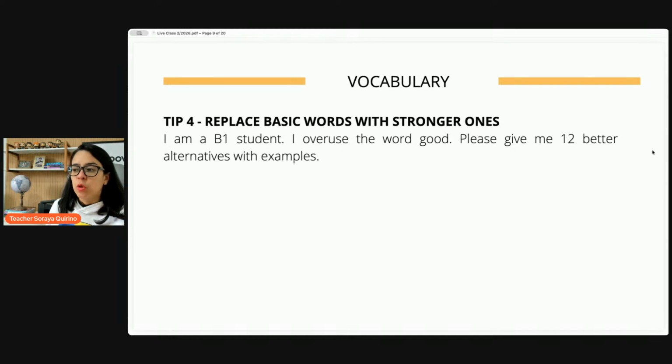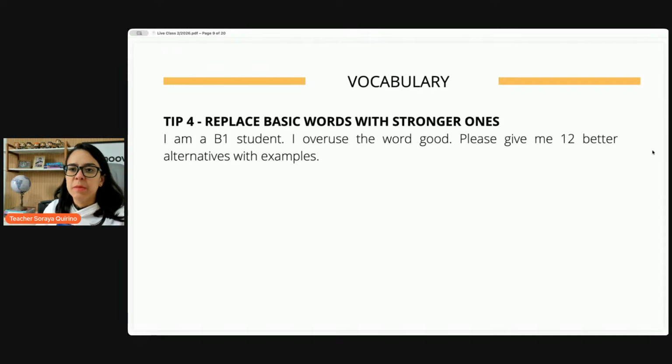For example, did you like the movie? Yes, it was really good. What does that mean? Like the movie is good? Because if it's a horror movie, the movie is good because it is scary. If it is a comedy, the movie is good because it is funny. If it is a rom-com, the movie is good because it's romantic and funny at the same time. So use more precise words, especially when you are preparing for proficiency exams. Okay, use more specific words.